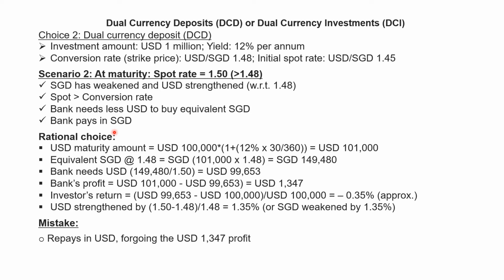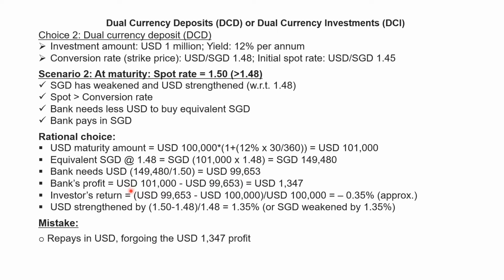You can understand it like this. First, the bank will calculate the maturity amount in the investment currency, that is the US dollars, as follows. Principal plus interest is equal to US dollar 100,000 into 1 plus 12% into 30 by 360, which is equal to US dollar 101,000. Now, this amount will be converted to Singapore dollars at 1.48, the agreed conversion rate. Therefore, you will get Singapore dollars 149,480. However, the bank needs to spend only US dollar 149,480 divided by 1.5, which is equal to US dollar 99,653 to buy the Singapore dollar 149,480.